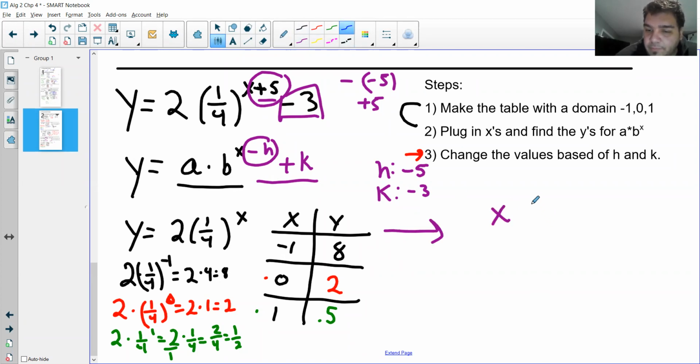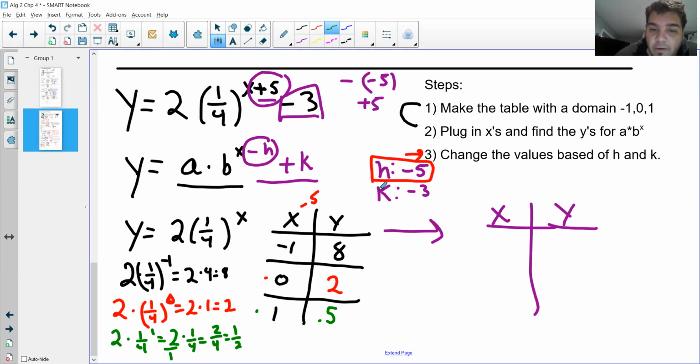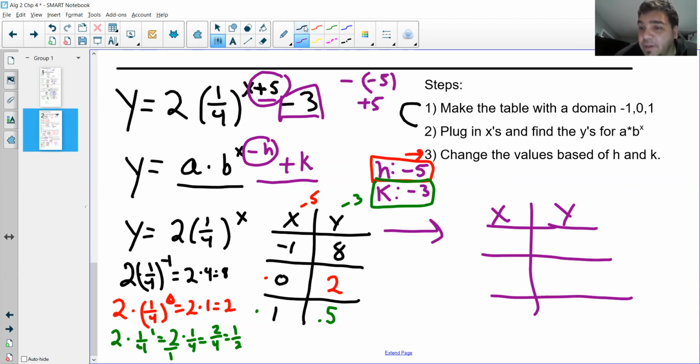So I have a new table. And what's going to be different is that I'm going to add, or in this case, subtract 5 from the X. My H's are going to go with the X's, while my K's are going to go with my Y's. So since this is -3, I'm going to subtract 3. So I'm going to make a new table with these new values by adding H and K. Now they happen to be negative, so that's effectively subtracted.